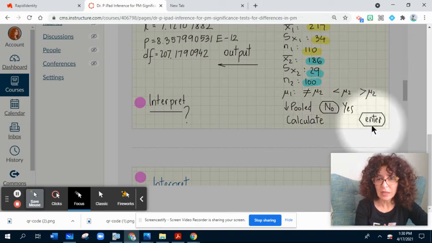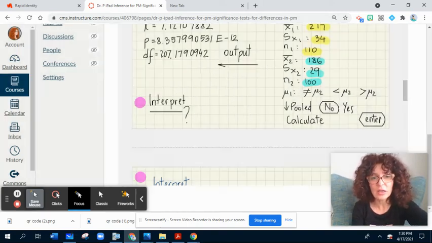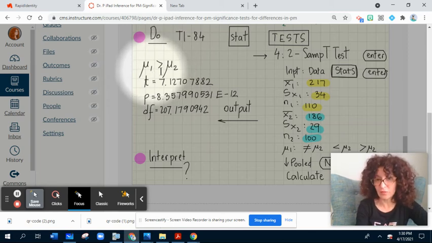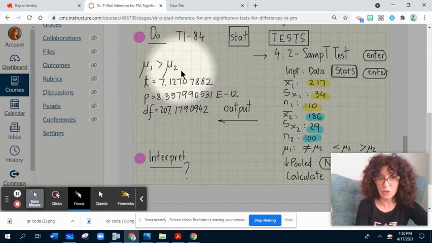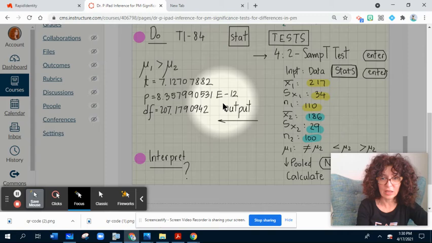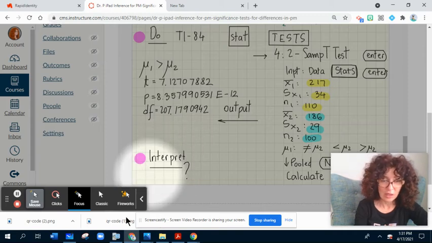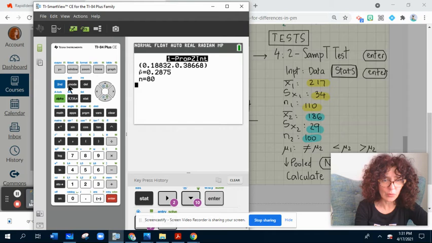Then click on pooled and calculate, enter, and you have the answer. Look, they will give you again what you chose. They will give you the t-value, the p-value that you need. You can notice already it's very small, and the degrees of freedom. And then it's interpreting. But let me show you very fast.